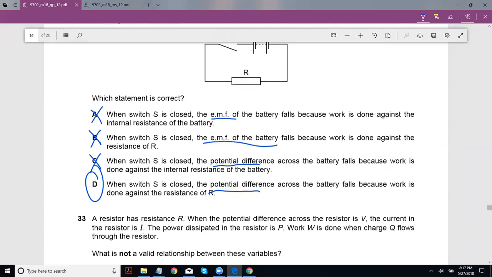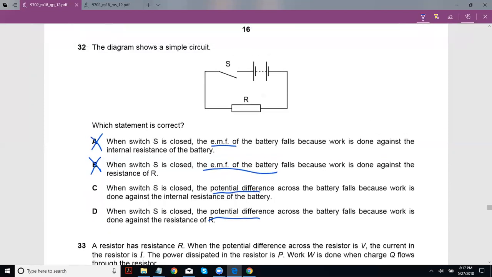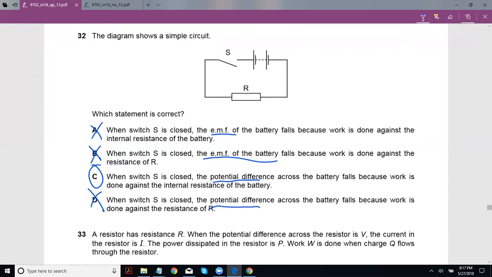Okay, but when switch S is closed, the potential difference across the battery falls because the potential difference across the battery is basically whatever voltage is being used outside the battery, right? Because the internal resistance is taking up some of the voltage, the potential difference is less than the EMF. So we'll conclude with C then. And D would be wrong because the potential difference across the battery would remain the same even if work is done here.